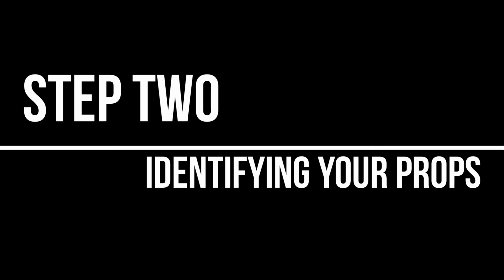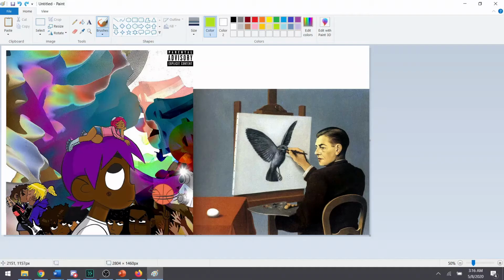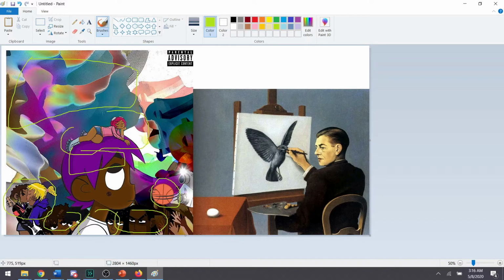Identifying your props. What do you need to make this recreation look like the original artwork? The first thing I noticed was that I was going to need to create a colorful background. I was going to have to place some haters, as well as a basketball back there, and maybe a little romance. I also was going to have to wear a white shirt, get my purple hair going somehow, and then put something cute on top of my head.